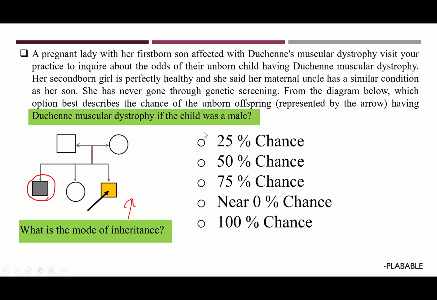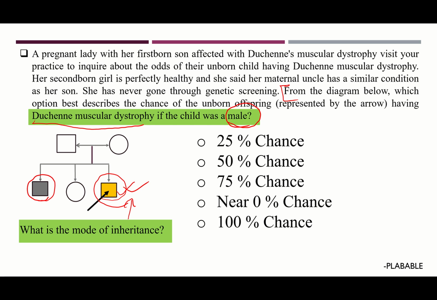I go one line above from here. From the diagram below, which option best describes the chance of the unborn offspring represented by the arrow here having Duchenne muscular dystrophy if the child was a male? Okay, I have already gotten some clues here. The first one is Duchenne muscular dystrophy or DMD, and another is they're asking you about the male. Since it's unborn, they have given you the gender. It's a male child with DMD.